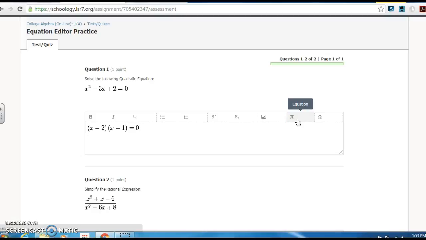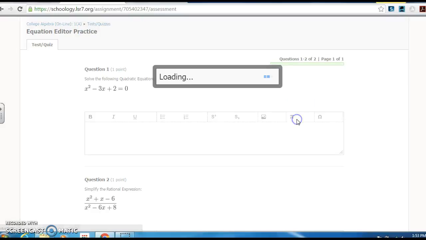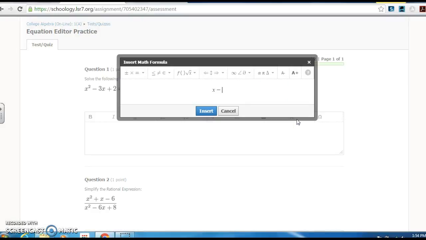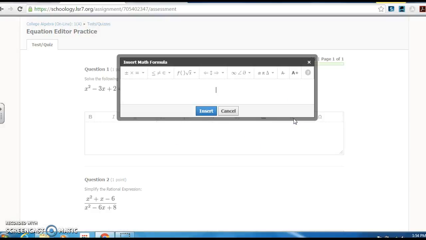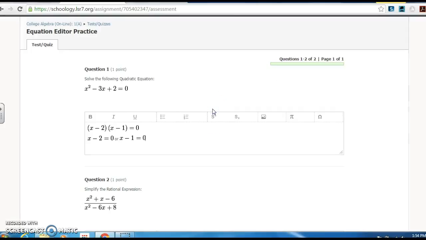I'm going to hit the equation editor button again, because I need to show then where I set each equation equal to 0. So I'm going to write x minus 2 equals 0. And then you can't space or anything, so I just have to hit insert, and you'll have to go over to move it to the other line. I'm going to type in or, and I need another equation. x minus 1 equals 0. Okay? And then finally, I'm just going to write my answers, x equals 2 and x equals 1.